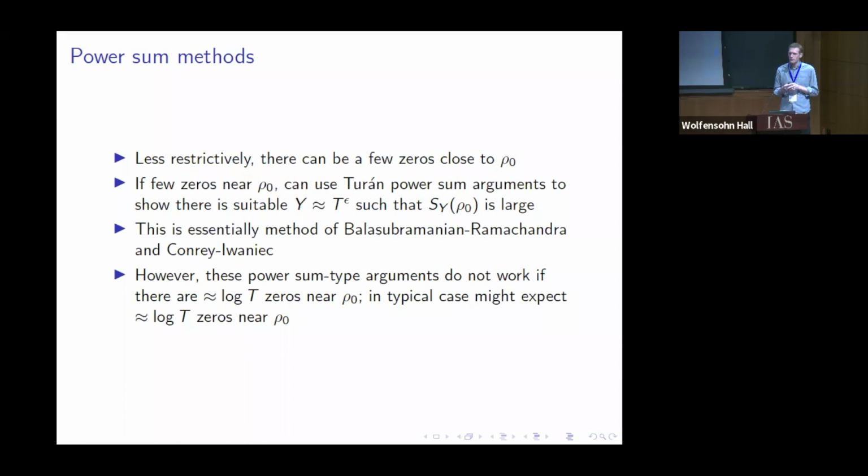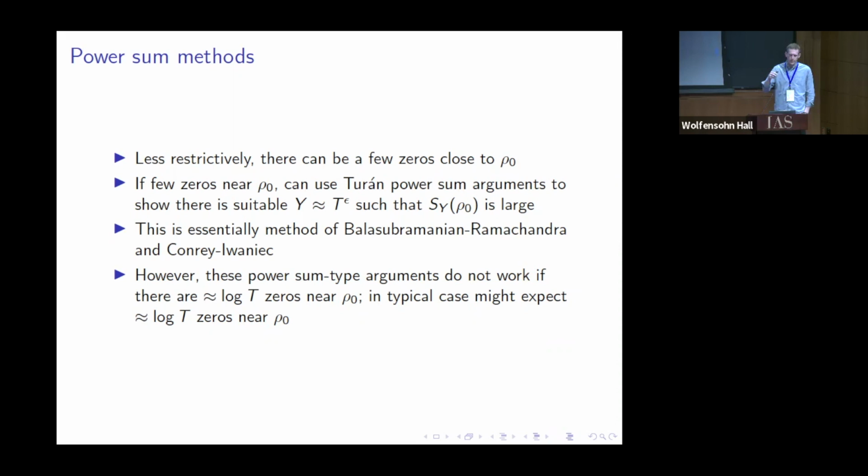So the Turán power sum method, you have a parameterized family of exponential sums. And this will tell you that under certain situations, one of these exponential sums has to be not too small. So you could try and play this sort of game with the zeros. This would be like varying my parameter y, and maybe for some parameter y, I can make this sum over zeros kind of big, and this would give me a good contribution here. This is more or less what Balasubramanian and Ramachandra do, and also Conrey and Iwaniec with some refinements. So these power sum methods do work, but again, only when there aren't that many zeros close by.